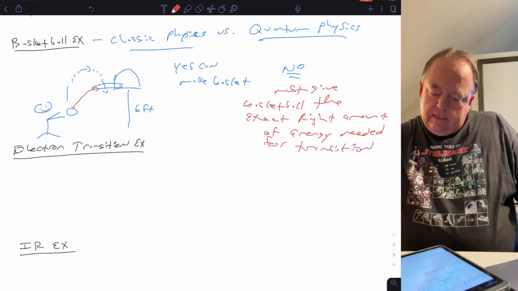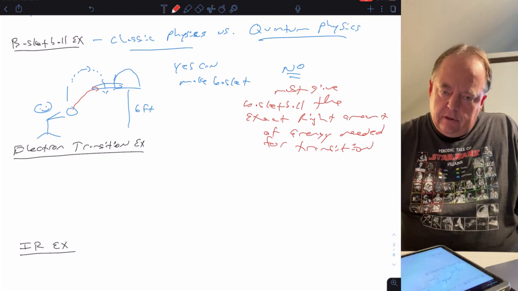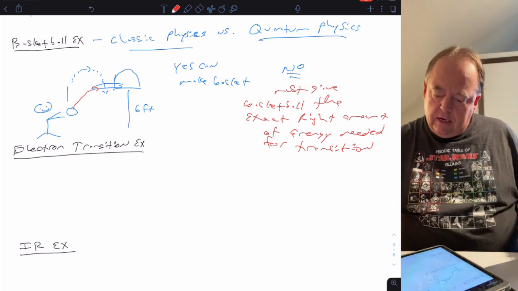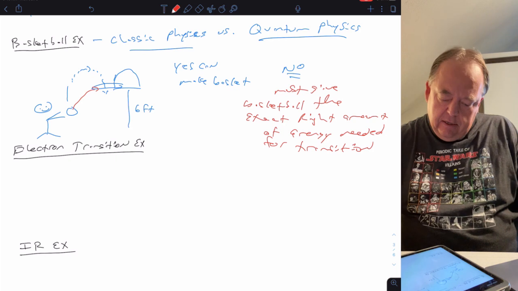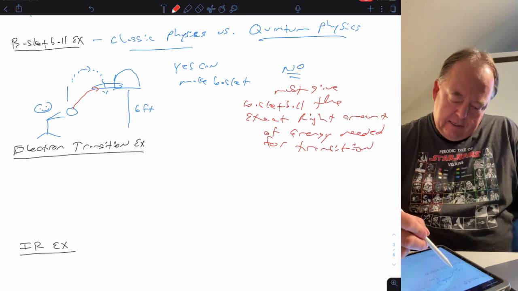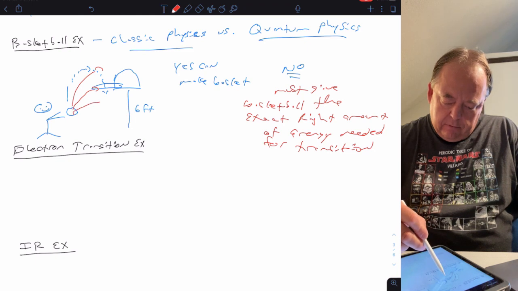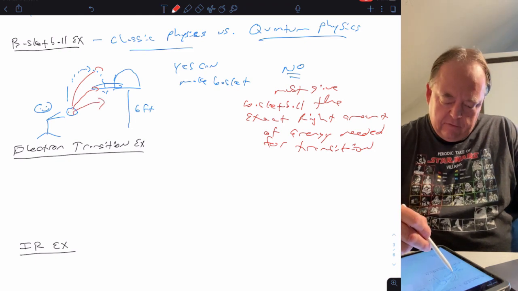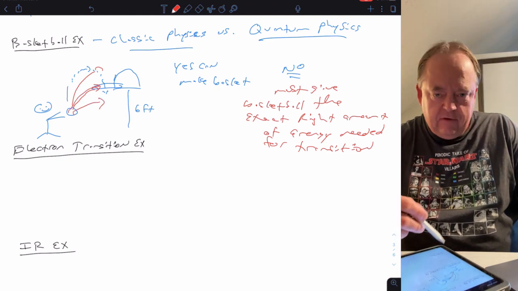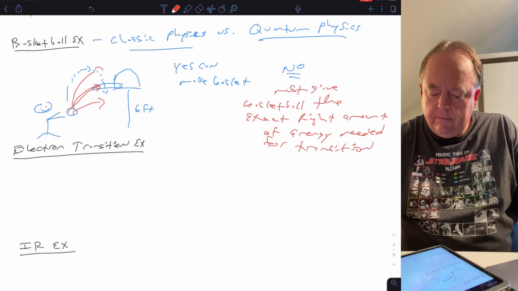If you want to make the basket in the quantum world, you must give the basketball the exact right amount of energy that's needed for the transition. If you give the basketball too much energy, nothing happens. If you don't give the basketball enough energy, nothing happens. If you give the basketball exactly the right amount of energy, then it goes to the hoop and you've made the basket.